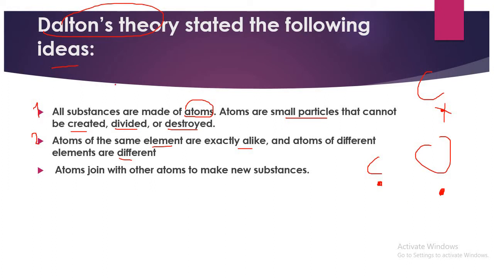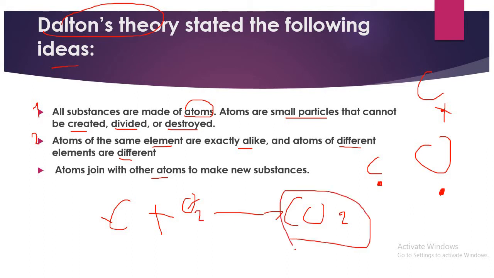So Dalton said that atoms of the same element are alike, and atoms of different elements are different, like carbon and oxygen. The properties of a carbon atom are different from the properties of an oxygen atom. Atoms join with other atoms to make a new substance. For example, carbon plus oxygen forms carbon dioxide, in a certain ratio.